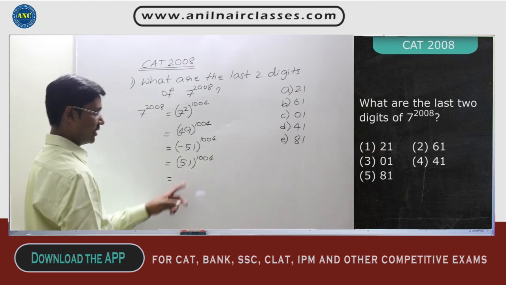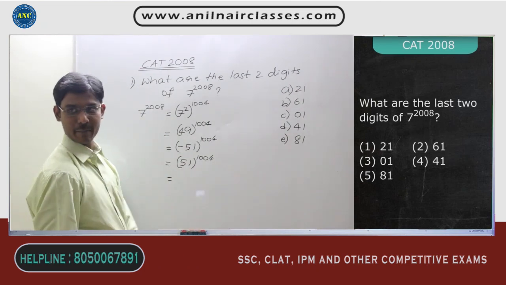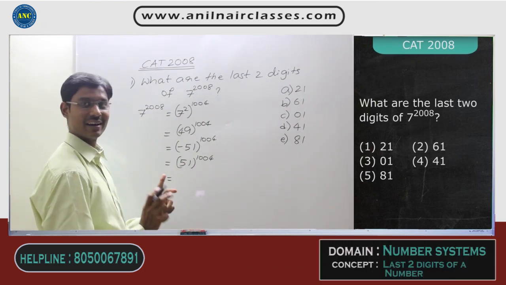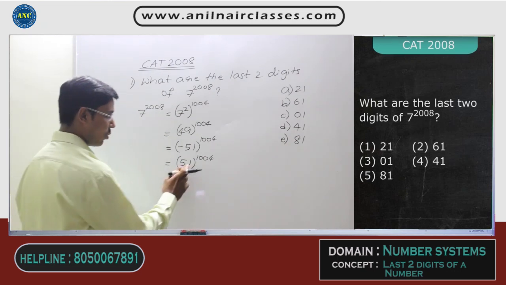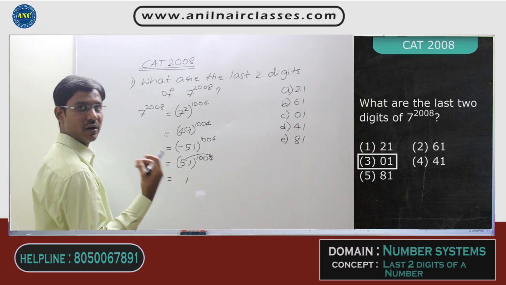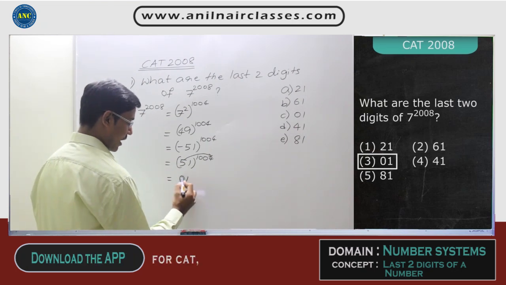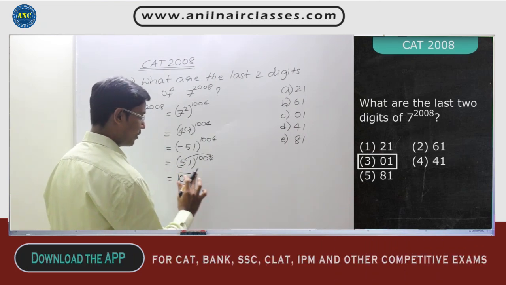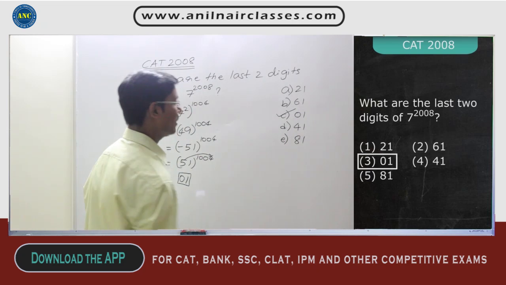Then when the unit digit is 1, type 1 we have come back to, right? These are all discussed in our regular classroom sessions, right? Now 1 power any number is 1. 5 into 4 is 20. In 20 what is the unit digit? 0. So the answer should be 0, 1. Now this is one way of solving. Your answer is 0, 1.